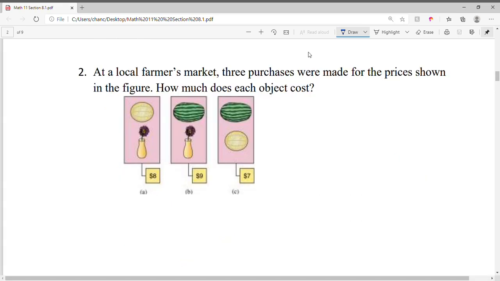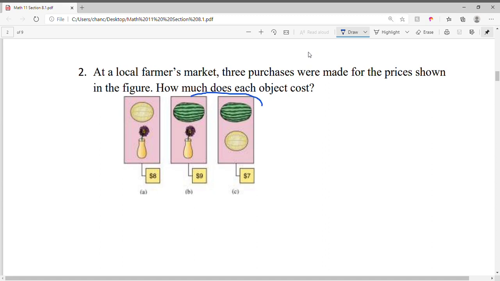Question 2. At a local farmer's market, 3 purchases were made for the prices shown in the figure. How much does each object cost? There's several ways to do this question. I'm just going to use one method.